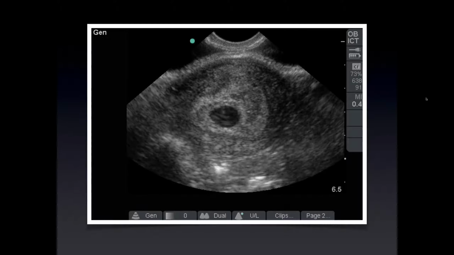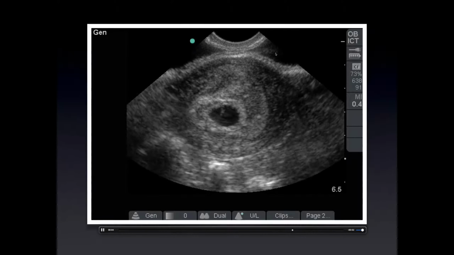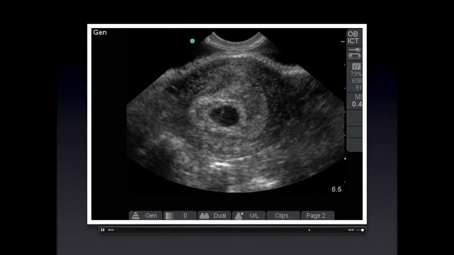Here's the same thing in coronal plane. Again, bladder is here. Now we have a donut-shaped uterus with a double decidual sac sign and a fetal pole with a yolk sac within it. So our diagnosis is definitive intrauterine pregnancy, which appears to be alive.